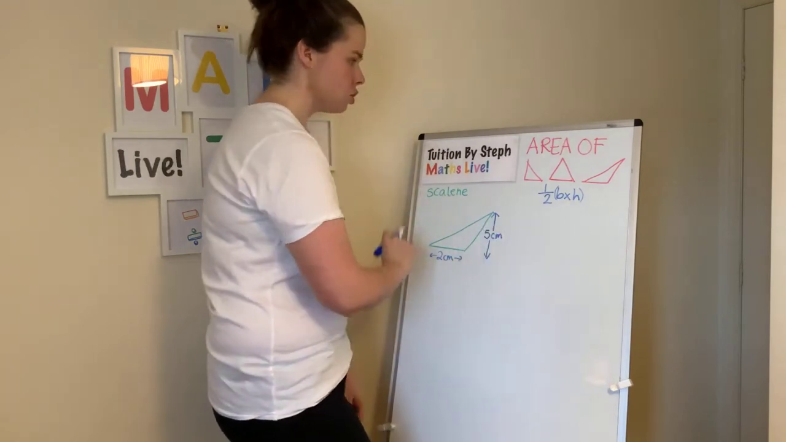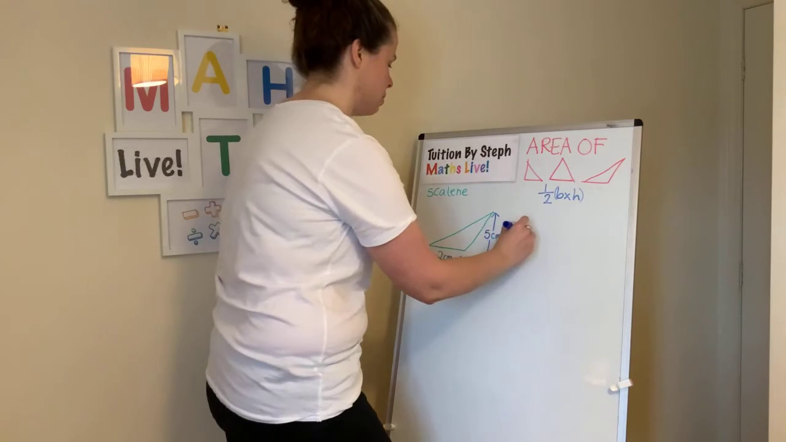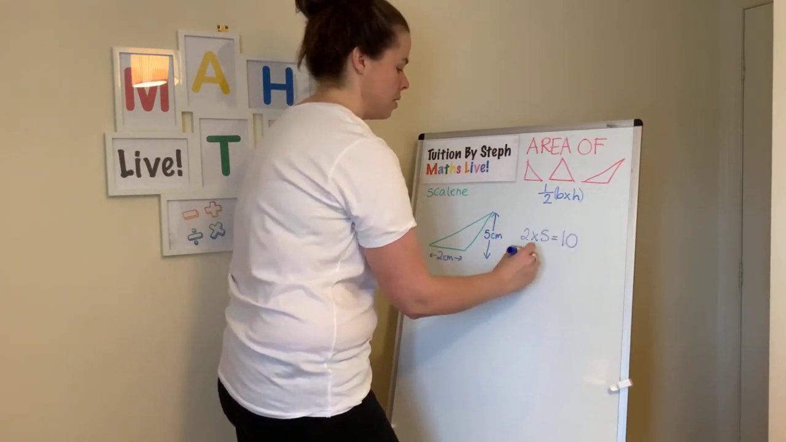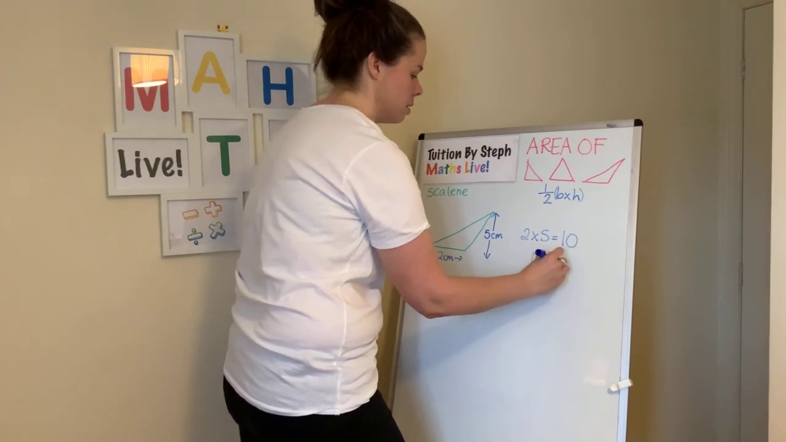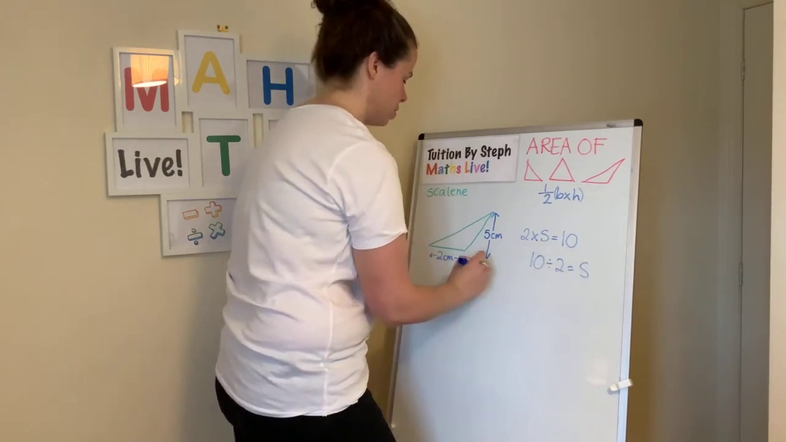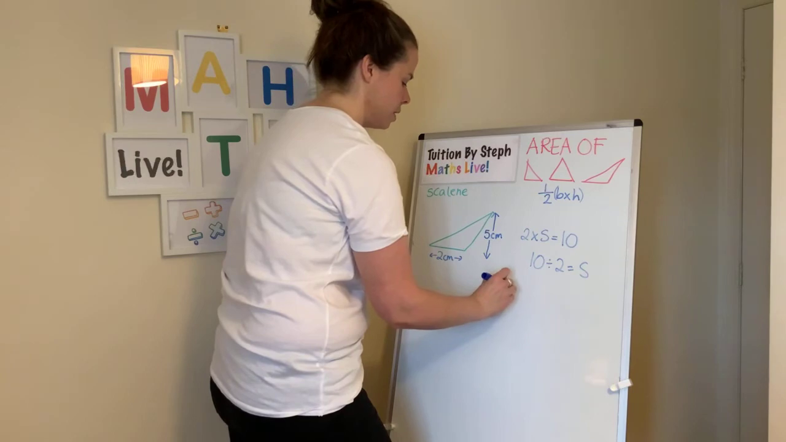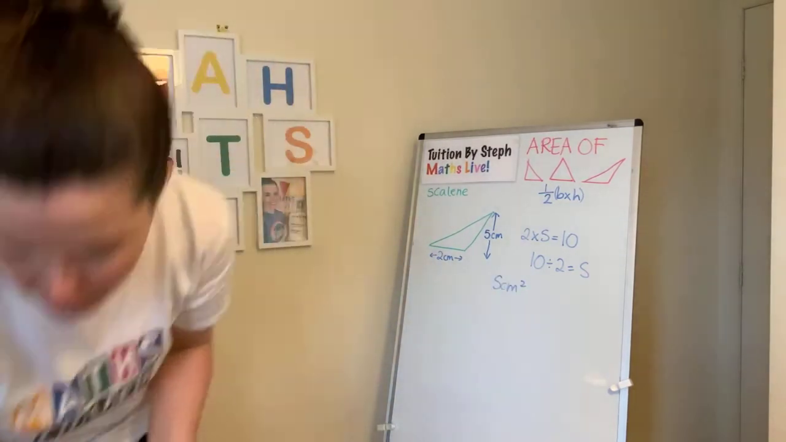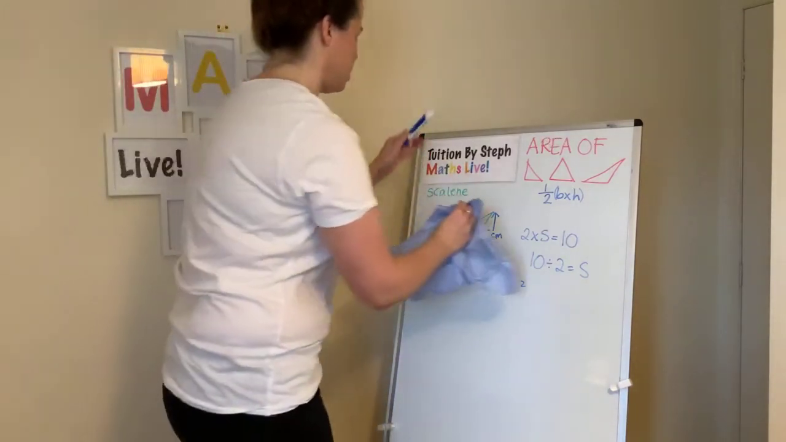Okay? So you do the same thing. You do 2 times 5, which is 10. And then you'd halve your answer, which is 5. So the area is 5 centimetres squared. Okay? Let's try another.